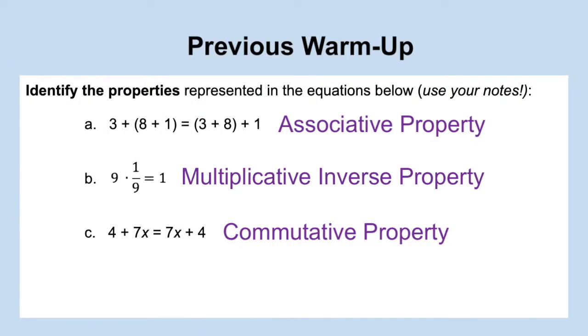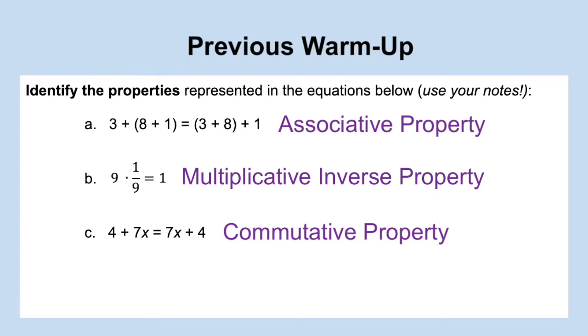In our warm-up from last time, we were asked to identify 3 properties. In the first problem, all that happens is that the parentheses move. The numbers stay in the same order, 3, 8, 1. So because we're not changing the order and we're just moving parentheses, this is the associative property.